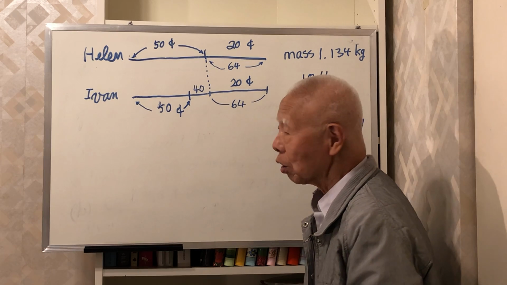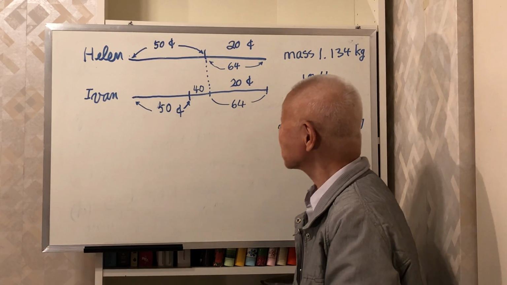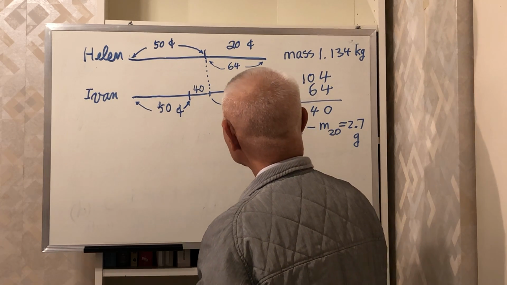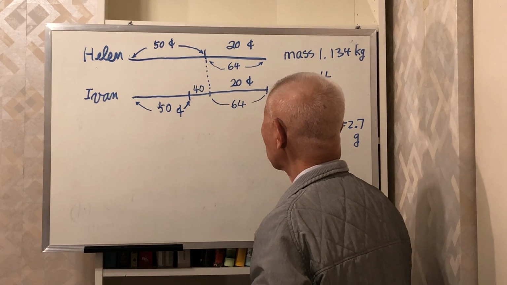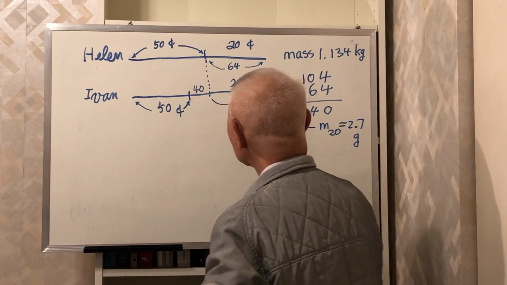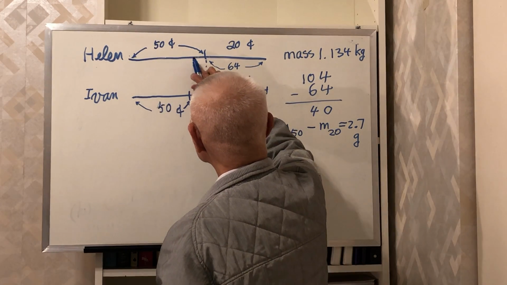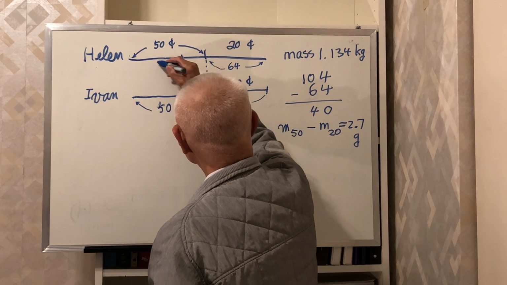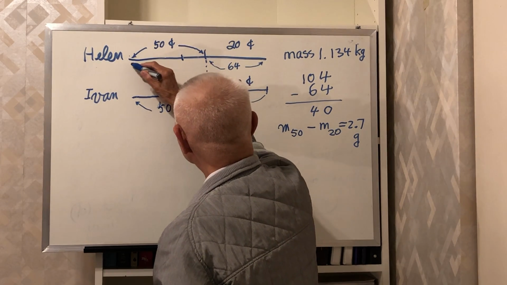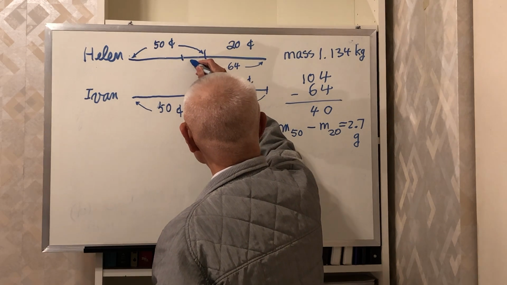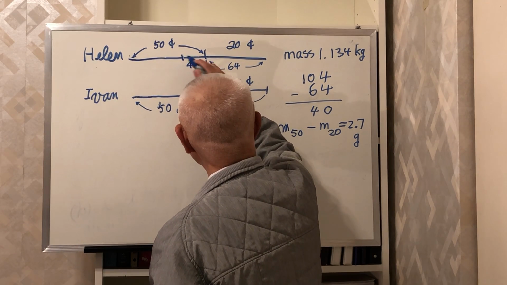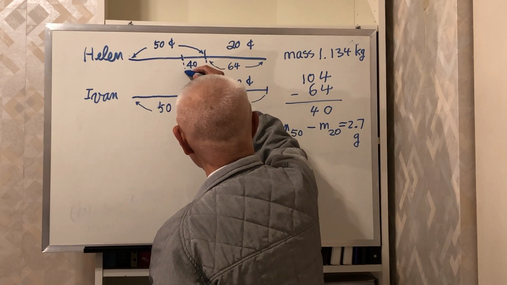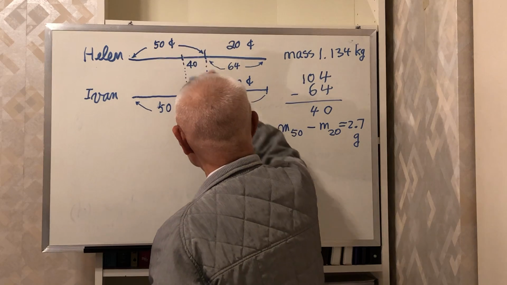Now, how do I know the difference? Okay, let's consider this way. Let's break this number into two parts. This number I don't know, but let me consider 40, 50 cent here. This is 40. You see the numbers are the same. 40 and 40.